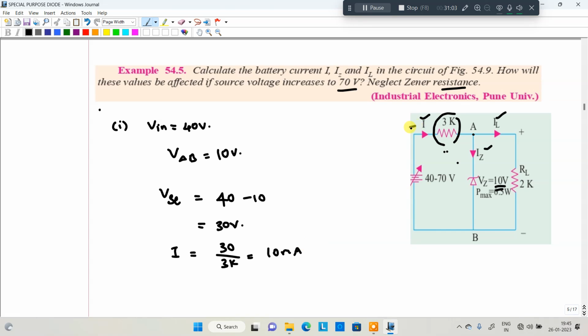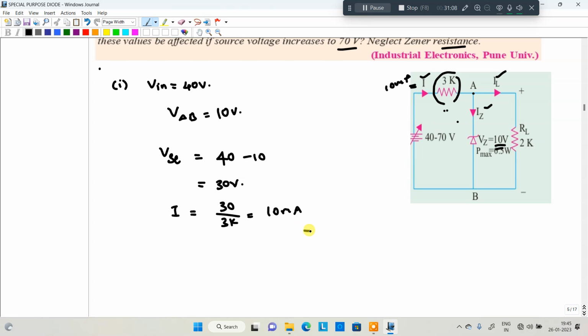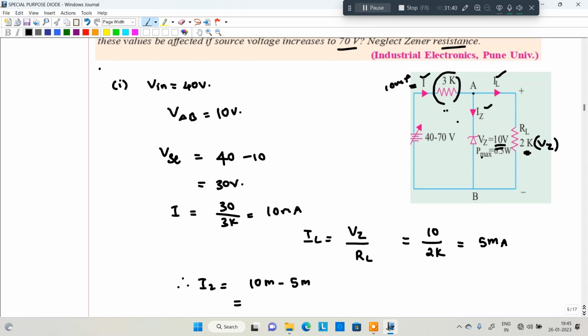What is the total current here now? 10 milliamperes. Once you have the total current, the load current IL is equal to VZ divided by RL, where VZ is the voltage across the Zener diode, the same as the load voltage here. What is VZ? 10. What is RL? 2K. That is equivalent to 5 milliamperes. So IL is 5 milliamperes. Finally, IZ is equal to 10 milliamperes minus 5 milliamperes, which is 5 milliamperes.